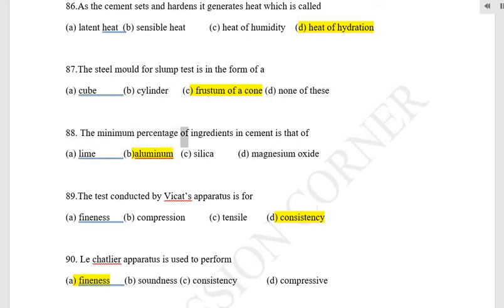88. The minimum percentage of ingredients in cement is that of A. Lime, B. Aluminum, C. Silica, D. Magnesium oxide. 89. The test conducted by Vicat's apparatus is for A. Fineness, B. Compression, C. Tensile, D. Consistency. 90. Le Chatelier apparatus is used to perform A. Fineness, B. Soundness, C. Consistency, D. Compressive.